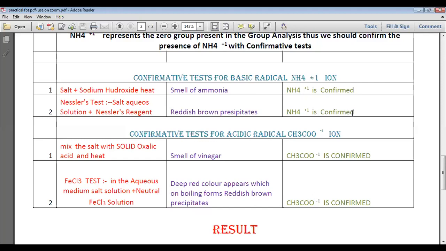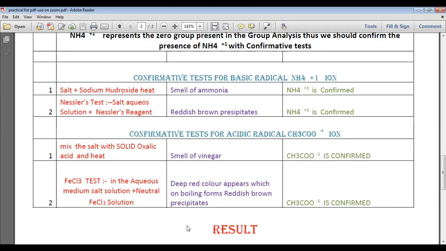So this was the confirmatory test, and now we have confirmed that the salt contains NH4 plus ion as a positive ion, or we can say as a basic radical. Now we want to confirm the presence of the CH3COO minus ion. For that, we have already done one test. We mixed the salt with solid oxalic acid and heated it. We got the smell of vinegar. We confirmed the vinegar with blue litmus paper, which turned red, and that is why we can say that CH3COO minus is confirmed.